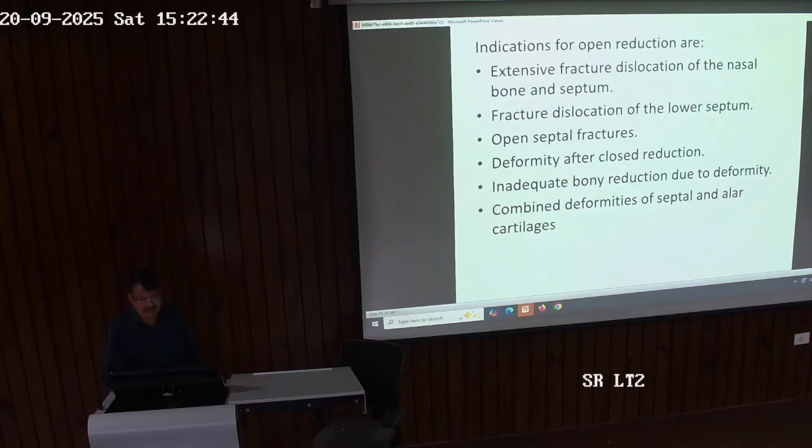Indications for open reduction: extensive fracture dislocation of the nasal bones and septum, fracture dislocation of the lower septum, open septal fractures, deformity after closed reduction, inadequate bony reduction due to deformity, and combined deformities of septal and alar cartilage. These are the indications for open reduction.